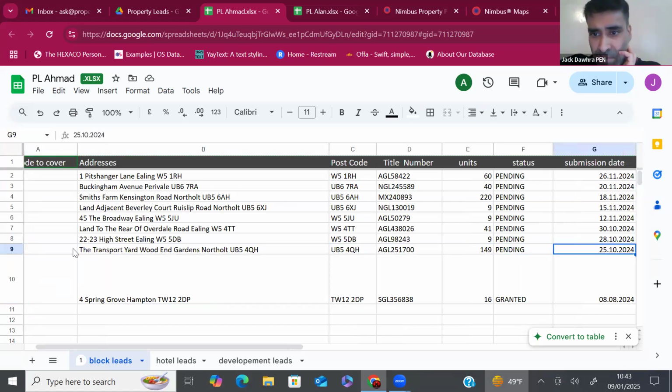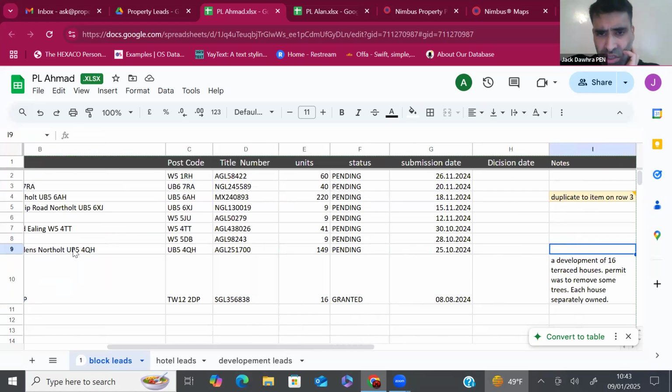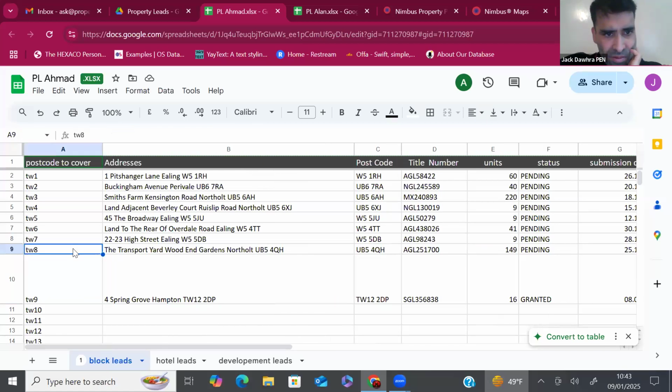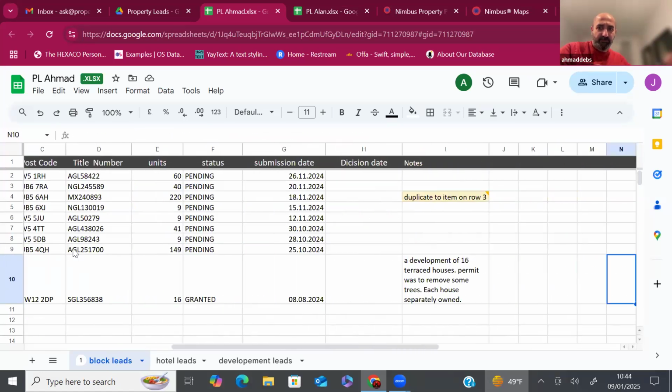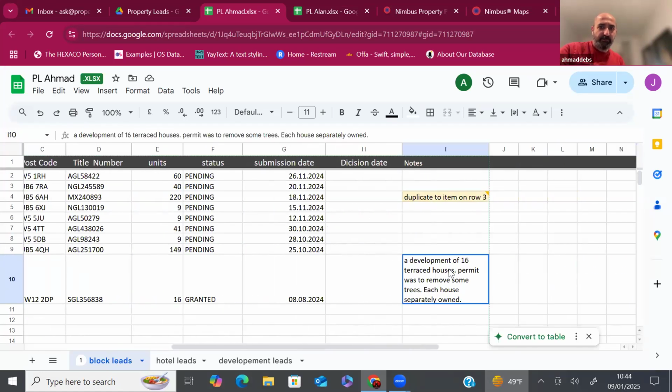Was it trees? So the accompanying notes. Okay, so what is it at the moment? It's an existing development of 16 terrace houses. I'm looking at the notes: a development of 16 terrace houses, permit to remove some trees, each house separately owned.